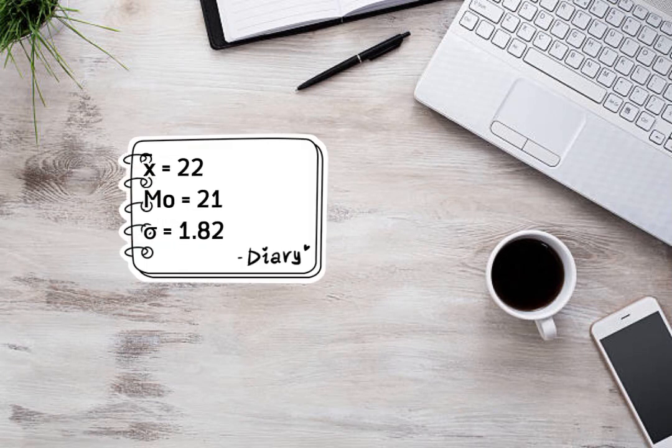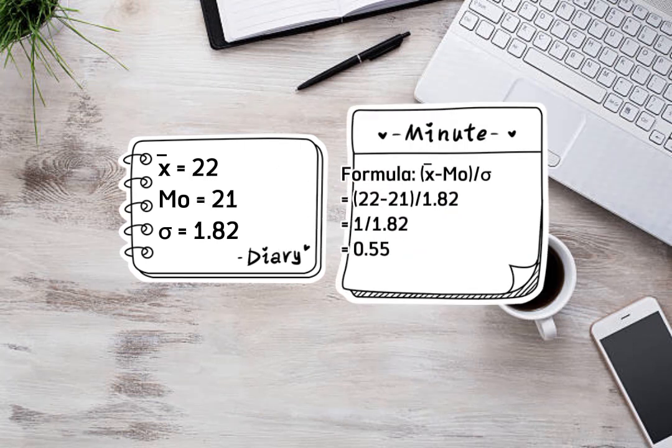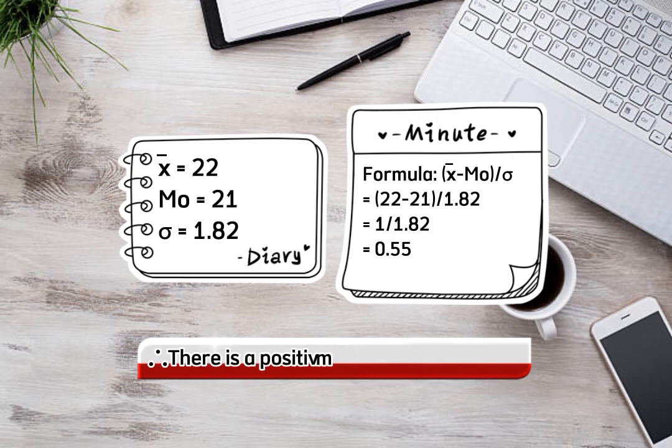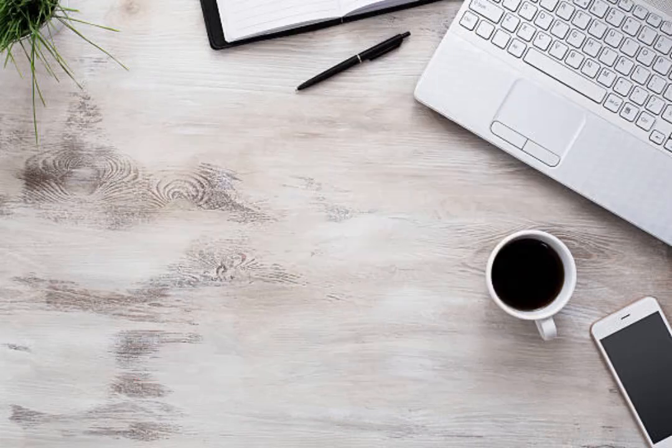Now that we have the mean, mode, and the standard deviation, we can now look for the skewness using the formula of the Pearson's mode skewness. Mean minus mode over the standard deviation: 22 minus 21 over 1.82. 1 over 1.82 is equal to 0.55. Therefore, there is a positive skewness, 0.55.